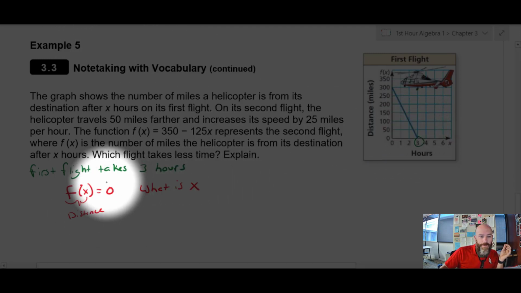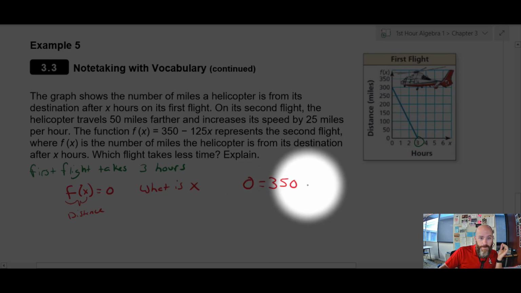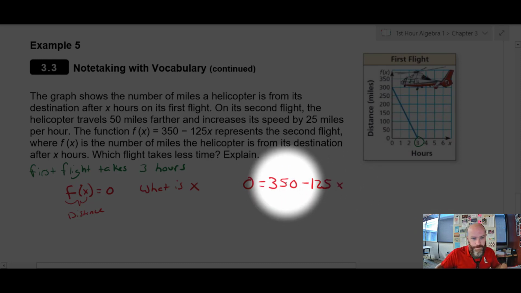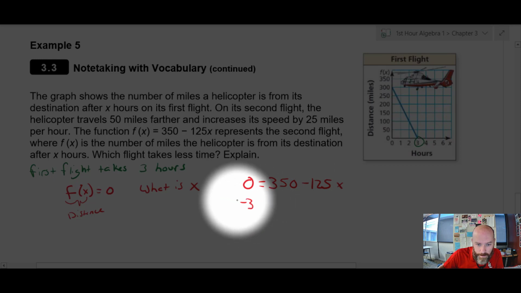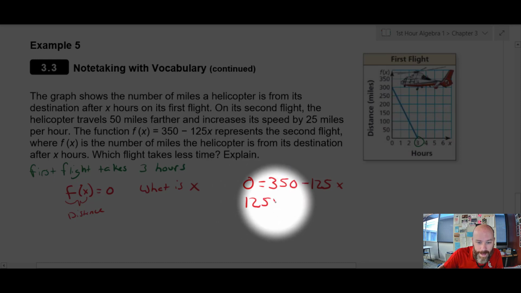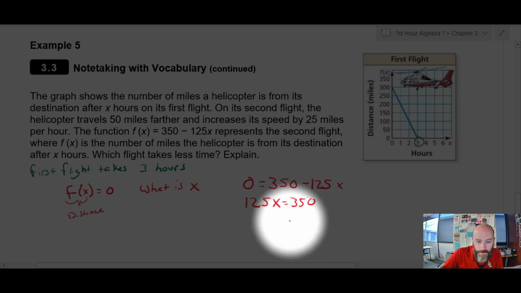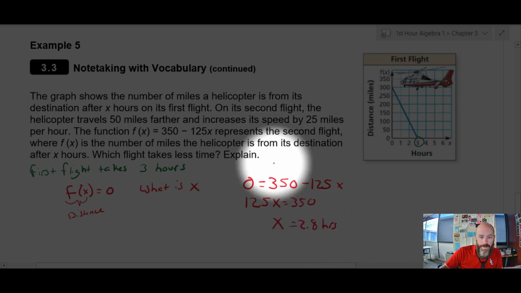So the second flight here, if I plug this in, that means I want to figure out when it is that the distance is 0, with the equation 350 minus 125x. So I'm going to plug that 0 in there. Let's go ahead and solve this. I'm going to get -300. Actually, I want to move the x so we can have positive x's maybe. I'm going to have 125x equals 350. So when I divide, I get x equals 2.8 hours. So this is the second flight.